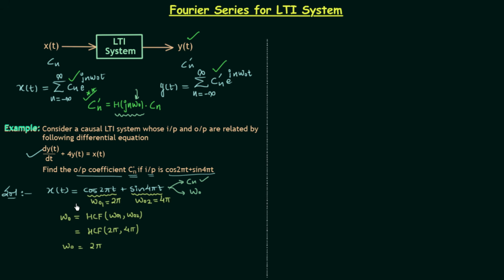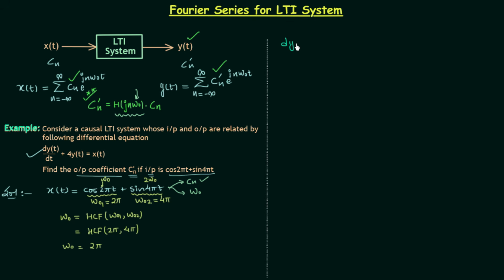If you look at signal x(t), you will find cos 2 pi t has a frequency equal to omega naught, which is the fundamental frequency. Therefore, cos 2 pi t is the fundamental term. In sin 4 pi t, we have a frequency equal to 2 times the fundamental frequency, so sin 4 pi t is the second harmonic. Now we will obtain the Laplace transform of the given differential equation to get the transfer function of the LTI system.